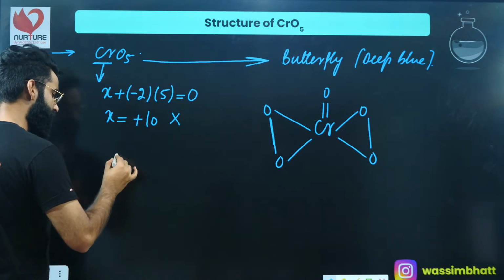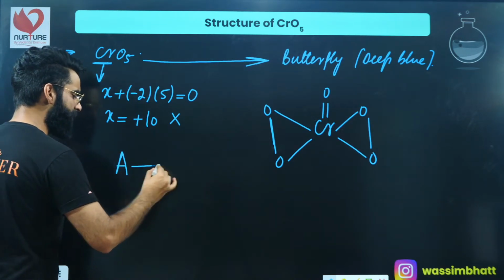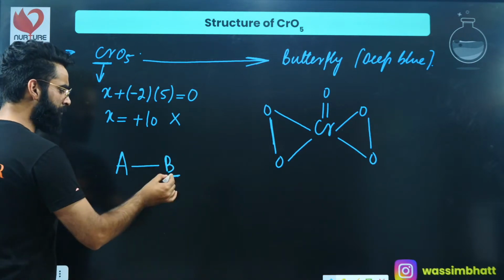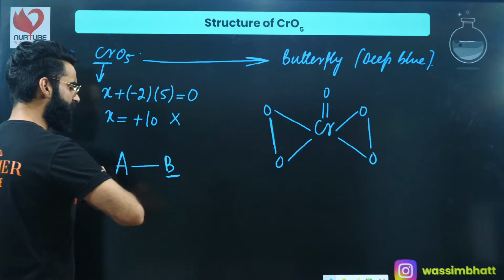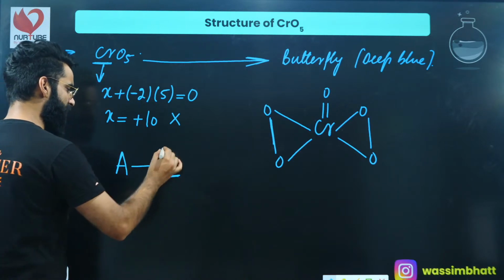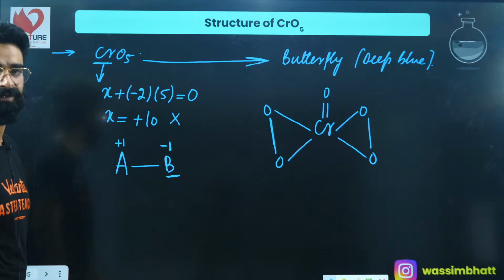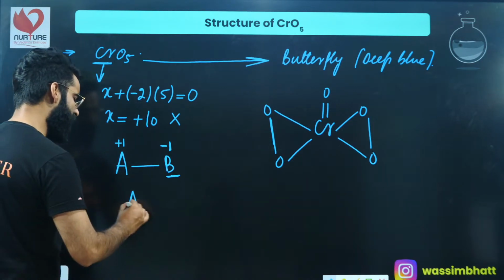Let's assume I have a single bond between A and B. Let's assume B is more electronegative. If B is more electronegative than A, B will attract the bonded pair of electrons towards itself. So B will have the oxidation state of -1, and A will have the oxidation state of +1.